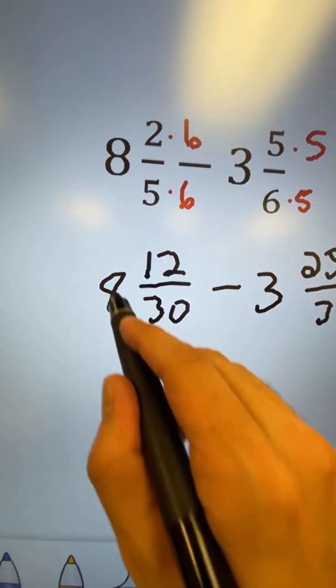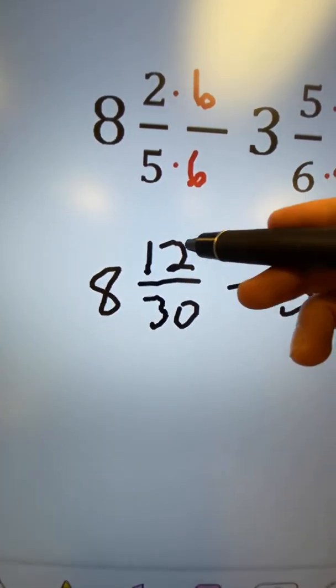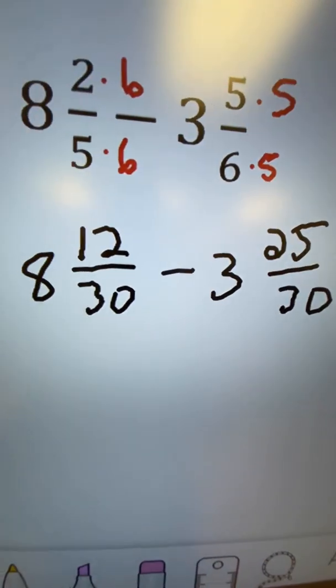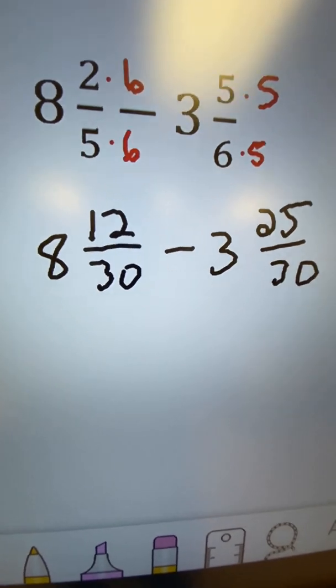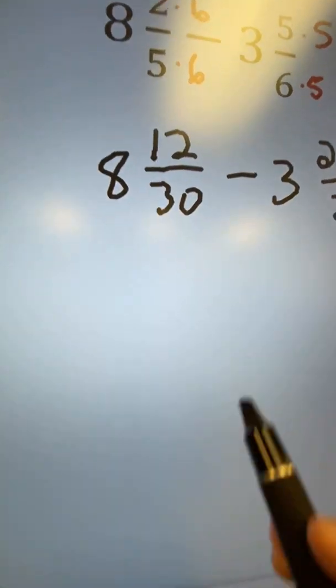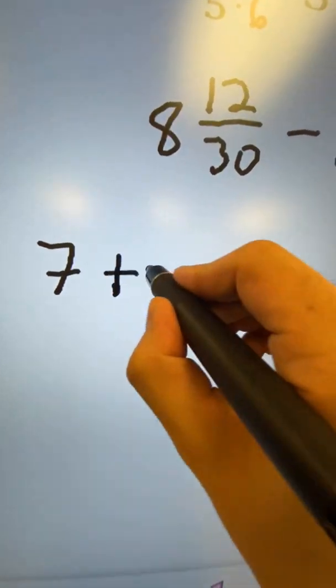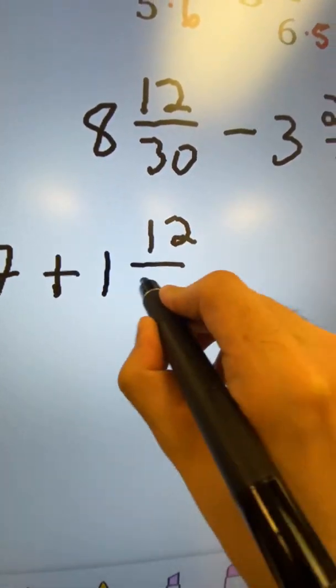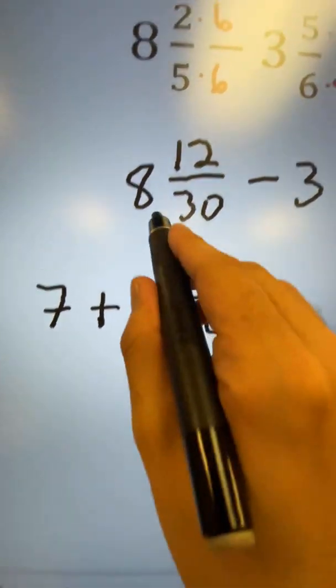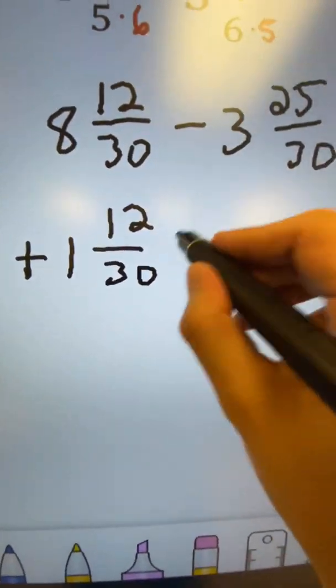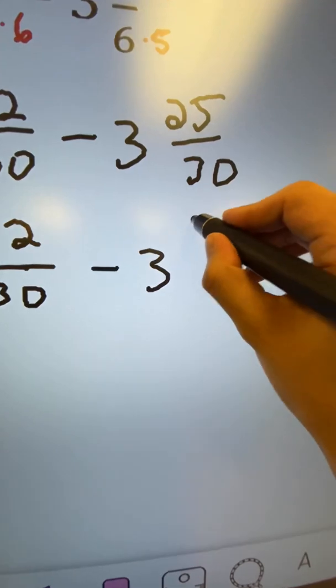So what we can do is rewrite this fraction so this number becomes bigger than that one, so we don't end up with a negative when we subtract it. So let me just show you. What I do is this. I'm going to split up the 8. That's the same thing as 7 plus 1 and 12 30ths. If I add these together, I get back the original, 8 and 12 30ths. So I can do that. Then I'm going to bring down my 3 and 25 30ths.